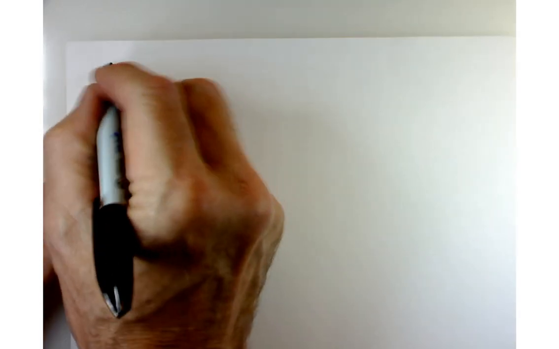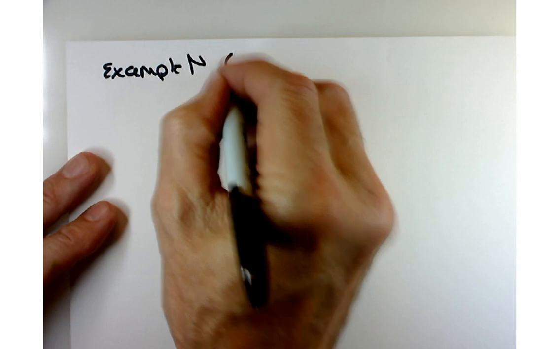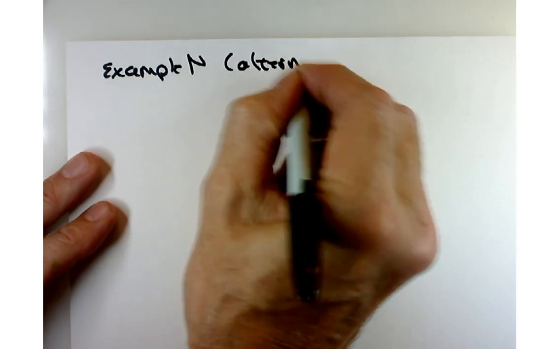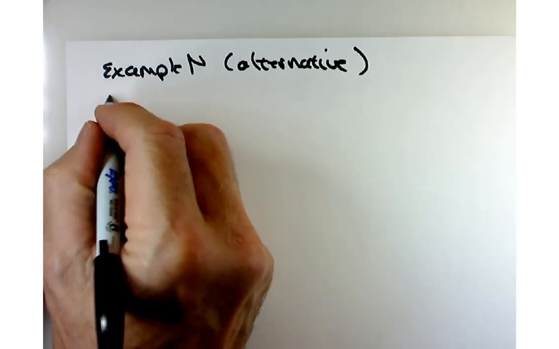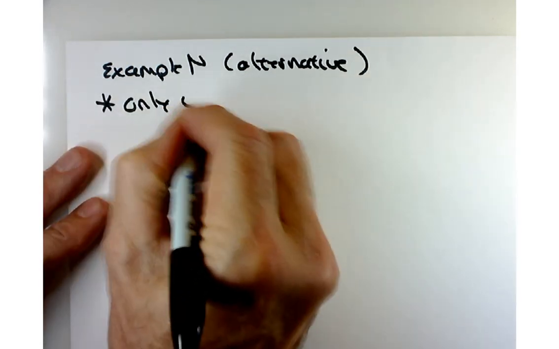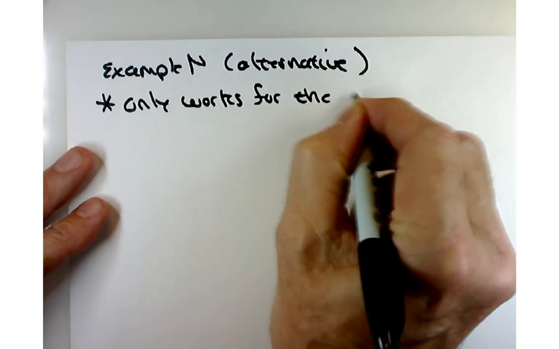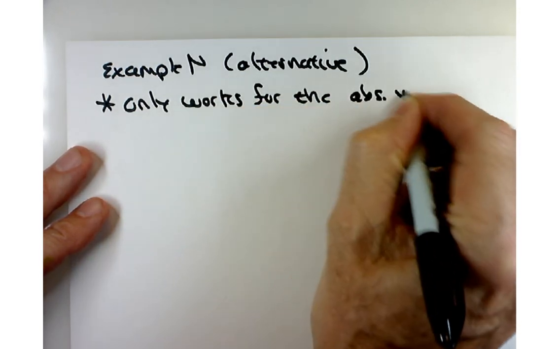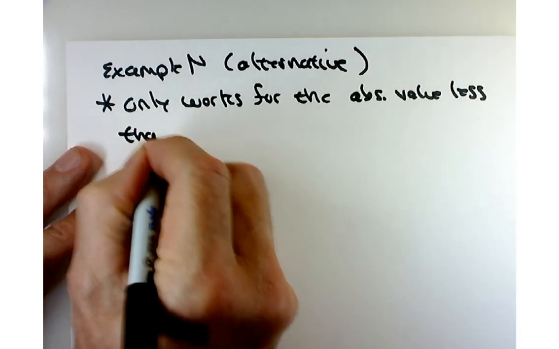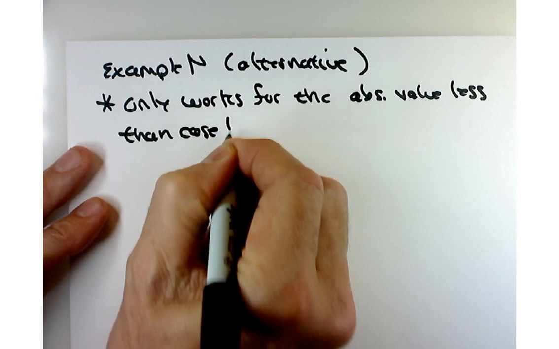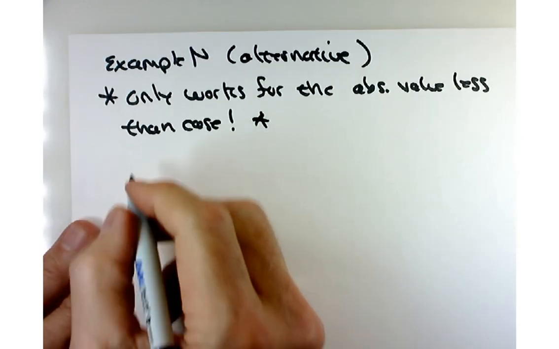So, example N, alternative. And I should put a star, only works for the absolute value less than case. With that in mind, let me rewrite the problem.